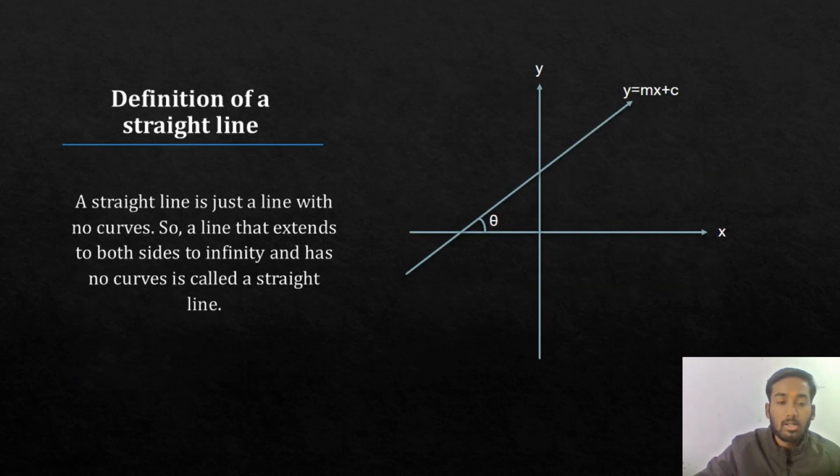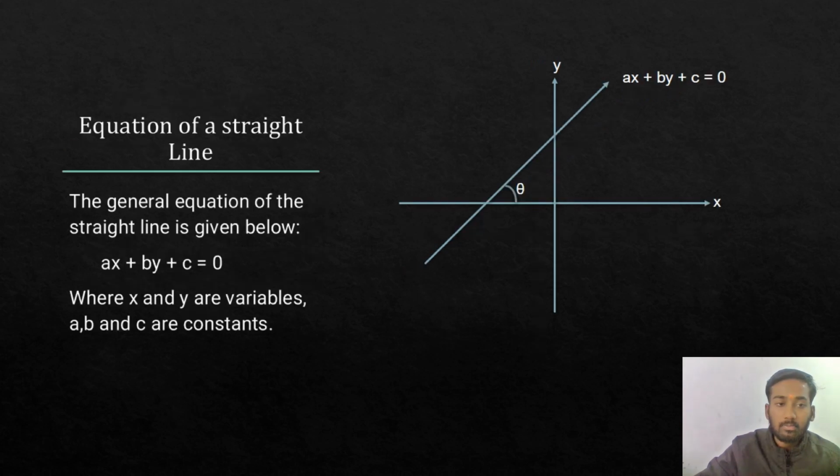So let's start with the definition of a straight line. A straight line is nothing but just a line with no curves. The line that extends to both sides to infinity and has no curves is called a straight line. So look at the figure. A straight line y is equal to mx plus c, which is inclined towards the x-axis and y-axis, and it is making an angle theta. You can clearly see it in the figure.